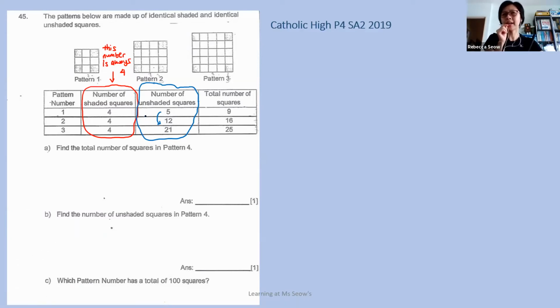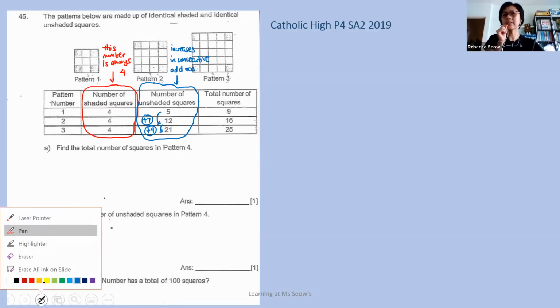So from 5 to 12, it's an addition of 7. From 12 to 21, it's an addition of 9. So it looks like it increases in consecutive odd numbers. Let me just put this down. It increases in consecutive odd numbers.